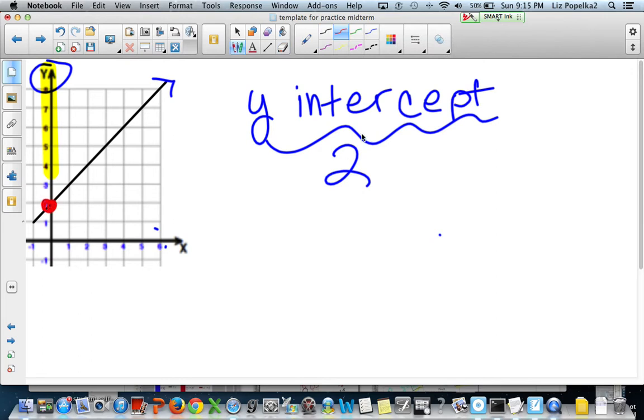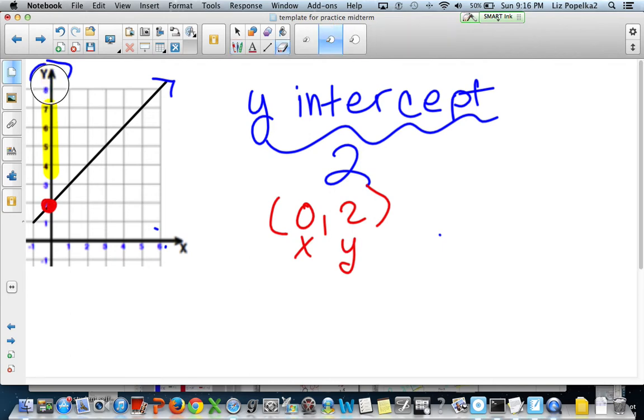Now the y-intercept is a 2, but if I actually asked you what ordered pair it represents, it would be (0, 2), because you don't go left or right on the x-axis, you simply go up to the 2, so it would be (0, 2). So in this case, the x is a 0, the y is a 2. It's actually that way every single time you have a y-intercept.